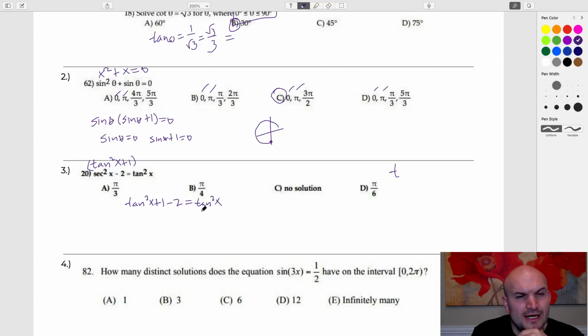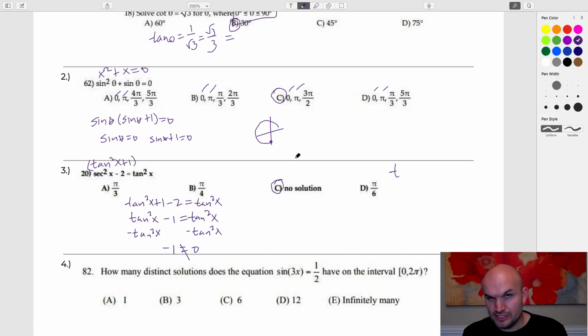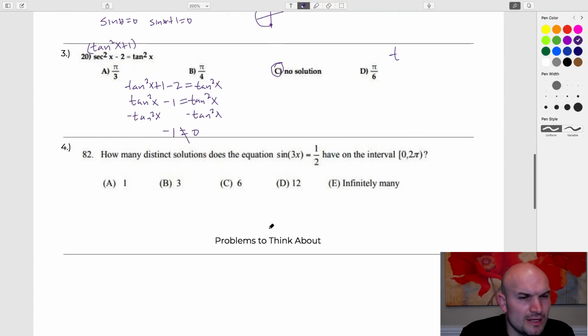All right. And so in this one, if you look at this, now when I try to solve this, I have tangent squared of x minus 1 equals tangent squared of x. When I try to isolate my tangent of x, I subtract tangent squared from both sides, and I'm left with negative 1 equals 0, which obviously is not true, does not work, so therefore there is no solution.